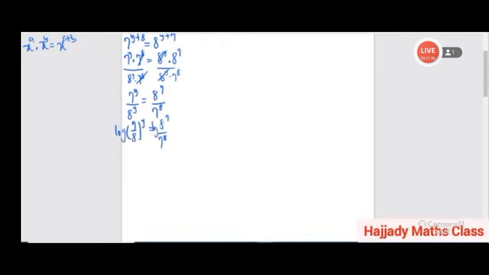There's another rule for logarithm: log a raised to power b is the same thing as b log a. So this is in the form of a, while this is in the form of b, so the power can come to the front. With this, I'm going to have y log 7 over 8 equals log 8 raised to power 7 over 7 raised to power 8.